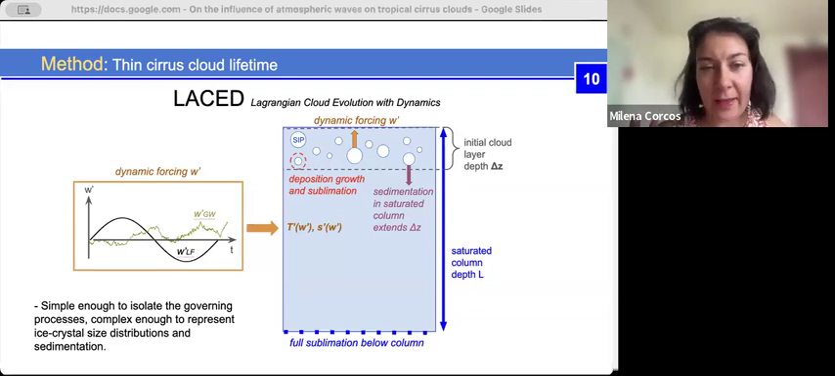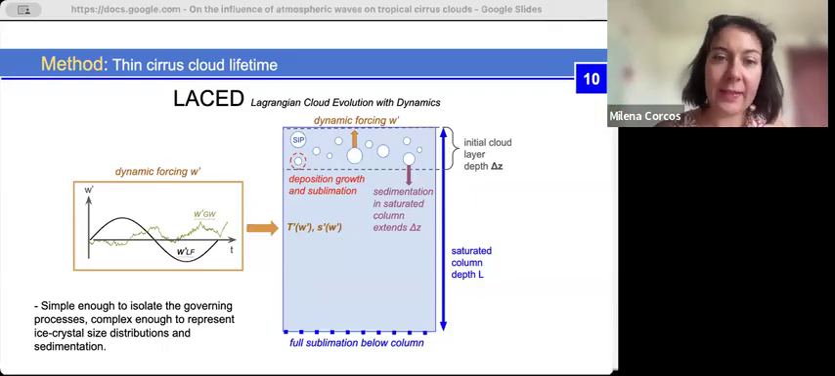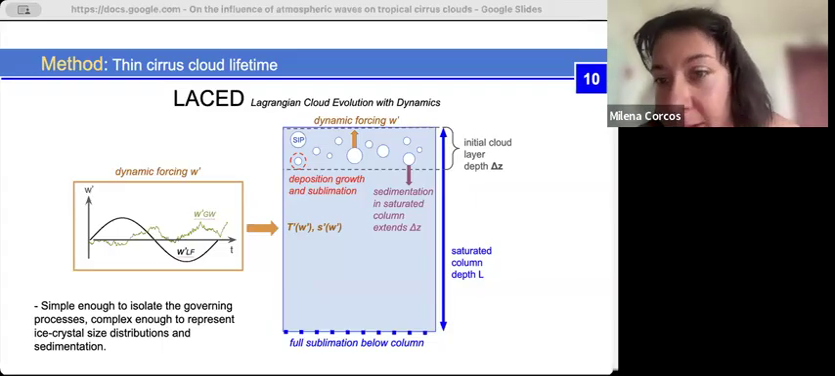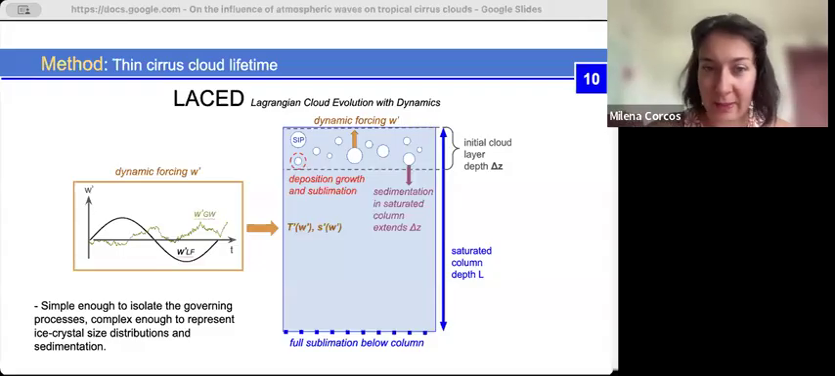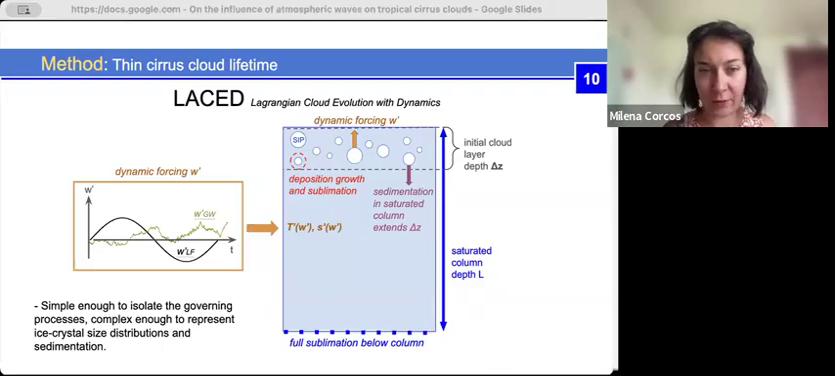Indeed, LACED explicitly follows the evolution in height, size, and mass of a population of ice crystals in a Lagrangian frame inside a column, in blue on my slide. More precisely, we gather several crystals under the denomination of SIP. Each SIP is initialized at the top of the column, as you can see on my little schematic, in an initial cloud layer. And then they can grow by vapor deposition, shrink by sublimation, and sediment at their own fall speed in this saturated column.